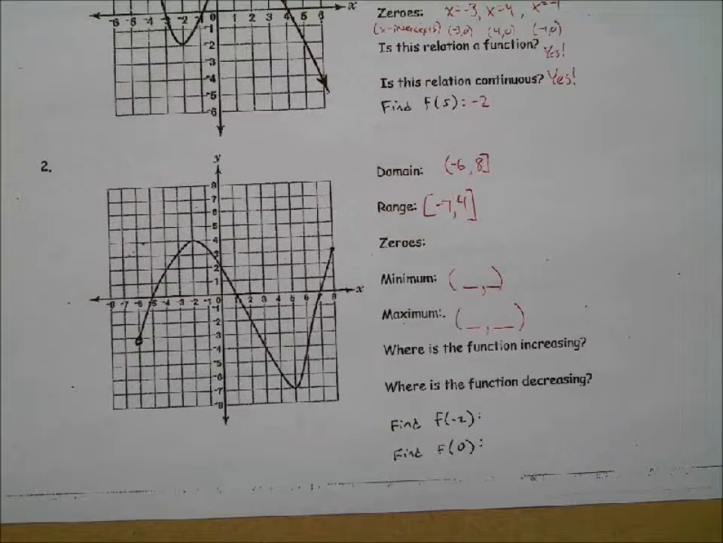Okay, now for the minimum. What do you think the minimum is? It's the lowest point. So locate the lowest point and give me the full coordinates. So 5, -7. The lowest point is the minimum. And then give me the coordinates for the maximum. Exactly right. Okay. I'll be right there, guys.